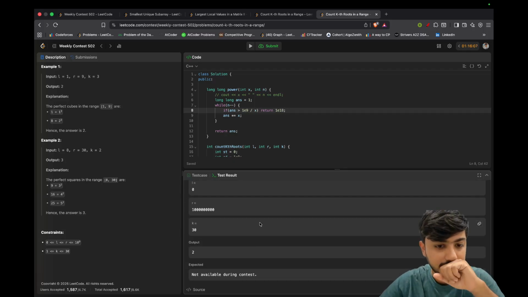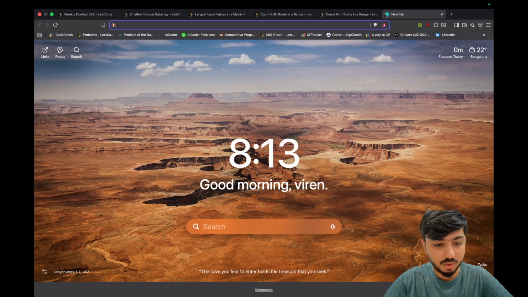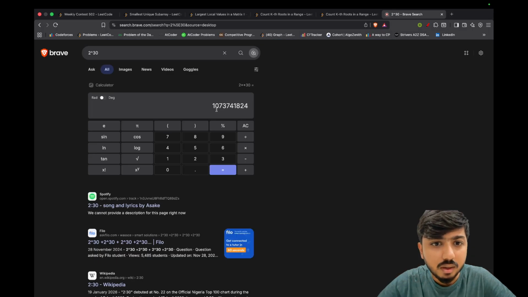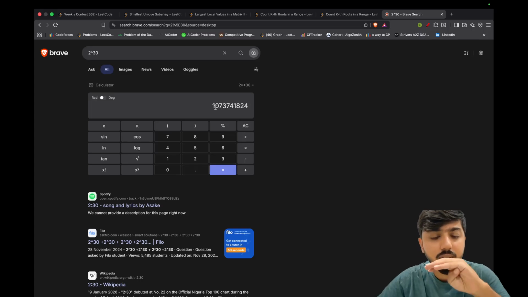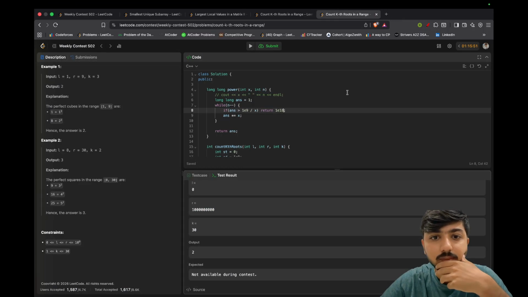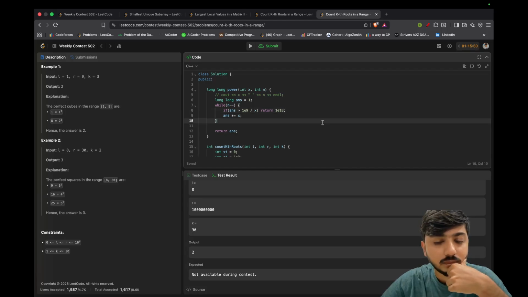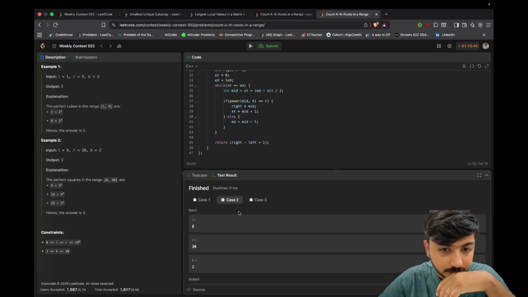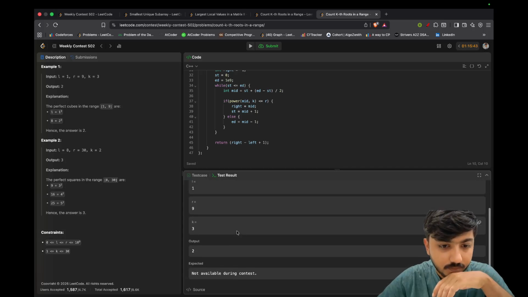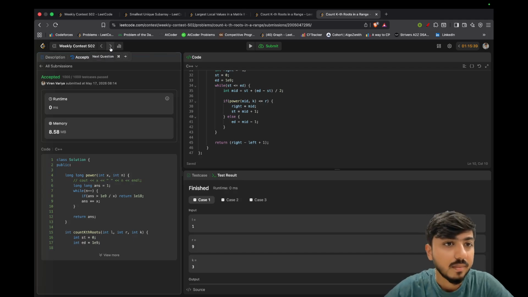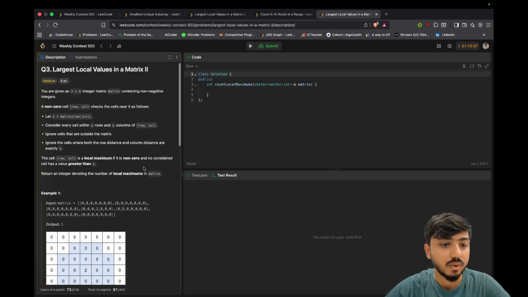This is correct, I guess. 2 to the power 30 is 1, 2, 3, 4, 5, 6, 7, 8, 9... 1E9. It's not true, right? Yes. Let's move to the third question then.